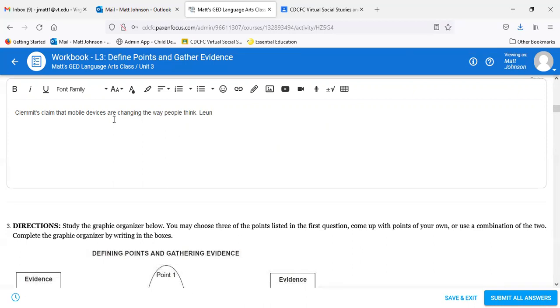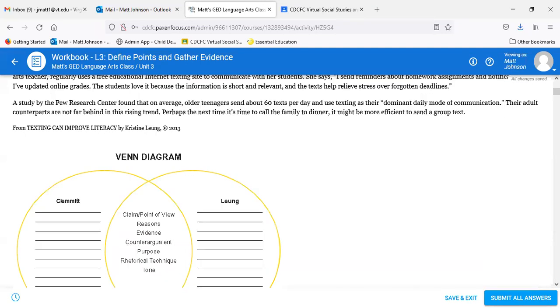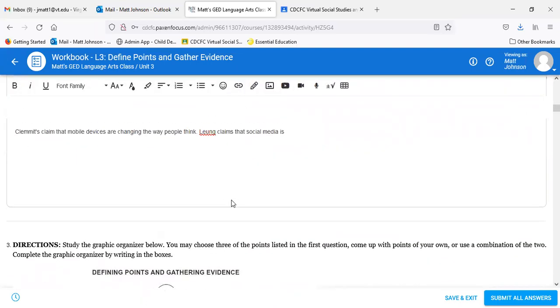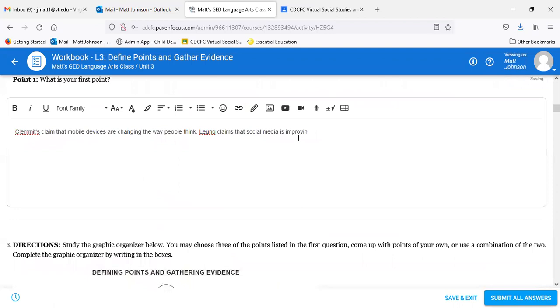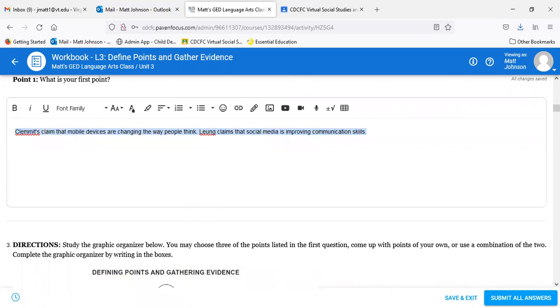And Leung claims that social media is improving communication skills. Okay, I'll copy that, paste it. So that's our first point. We're using their claim, their thesis, as our first point. That's a good place to start.